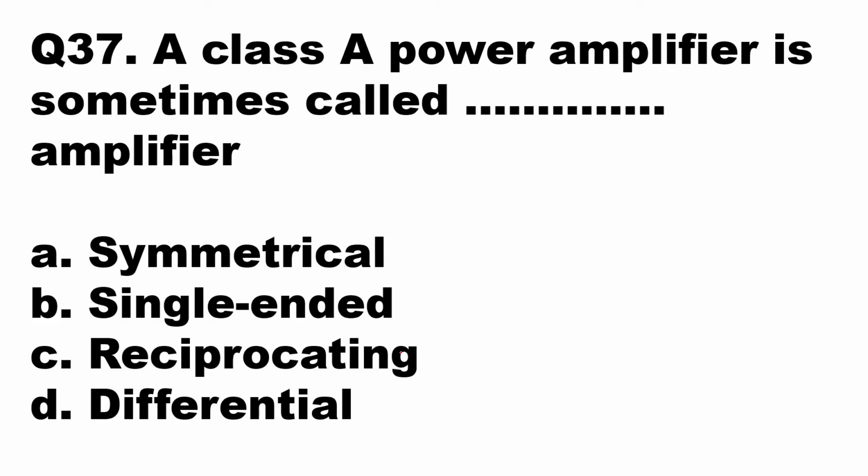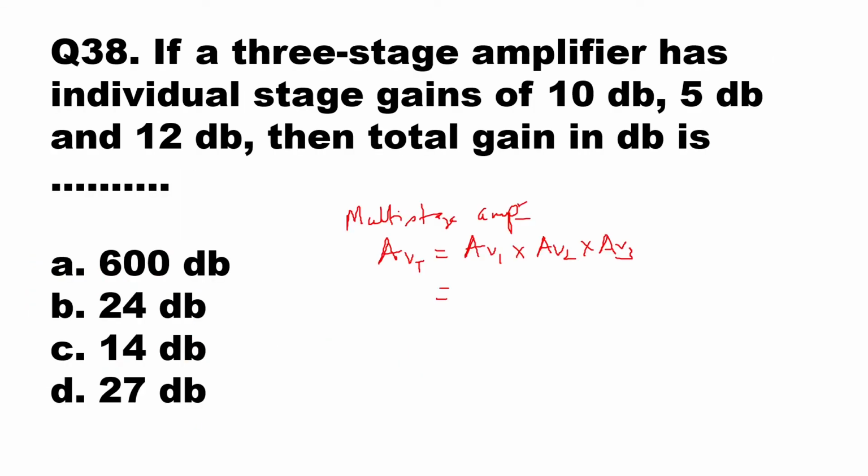A class A power amplifier is sometimes called a dash amplifier. Options are symmetrical, single-ended, reciprocating, and differential. Out of this, option B, single-ended, is the right answer. A class A power amplifier is sometimes called single-ended. Series fed, so it is a single-ended power amplifier. So yes, students, we'll go to the next question, question number 38.